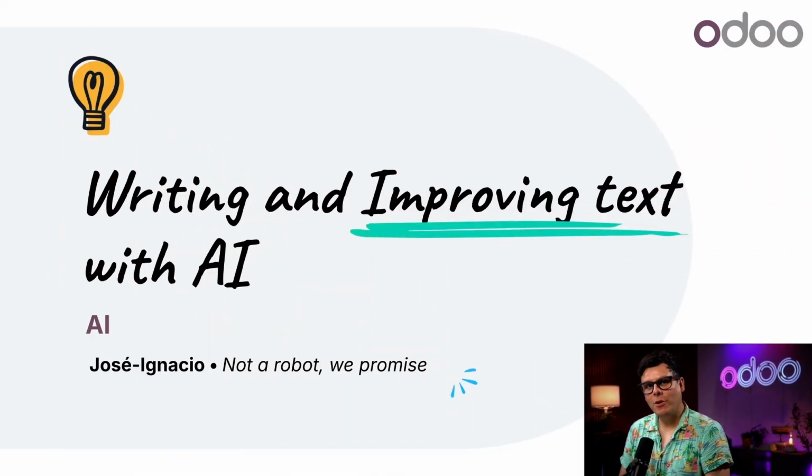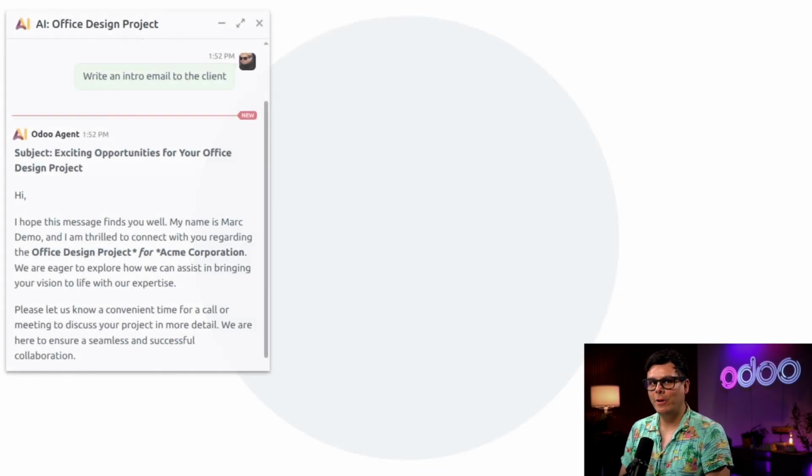Have you ever opened a text field in Odoo and paused, unsure how to begin? Or maybe you've written something quickly, but it doesn't quite sound right. Too long, too formal, or just a bit unclear. With Odoo's AI powered text tools, you don't have to handle that alone.